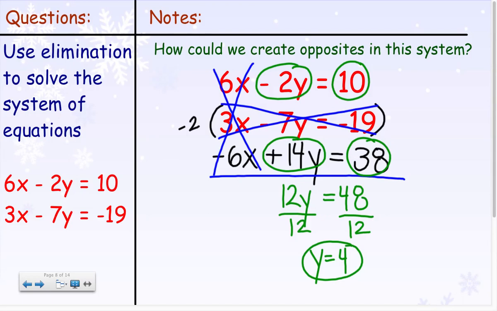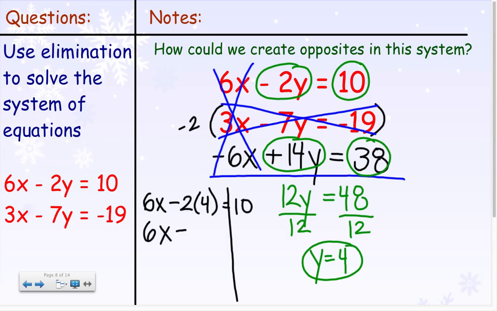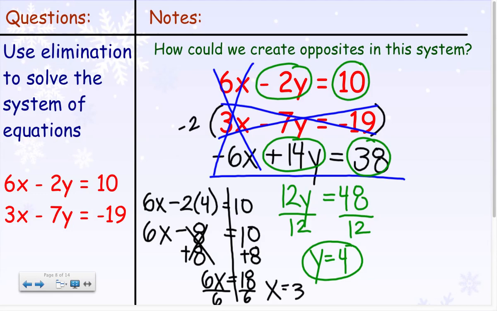Now remember, I'm only halfway done. I have to take that 4, and I usually like to plug it into the top equation. Make sure you plug it in for y. So 6x minus 2 times 4 equals 10, and then I'll just do couple and third wheel. Add 8 to both sides. Divide both sides by 6, and I'm left with 3. So my coordinate point where this system would intersect is 3, 4.